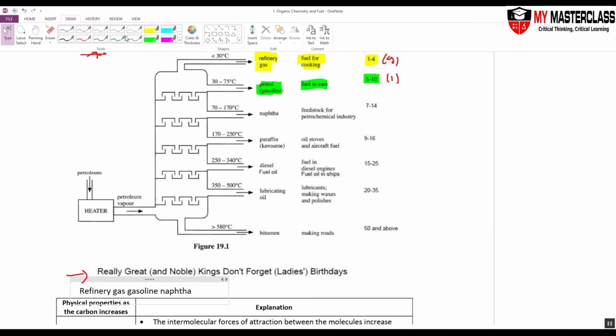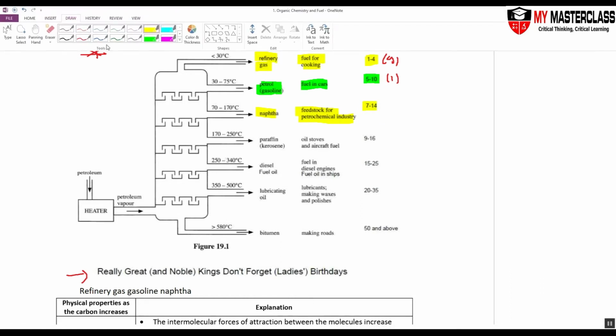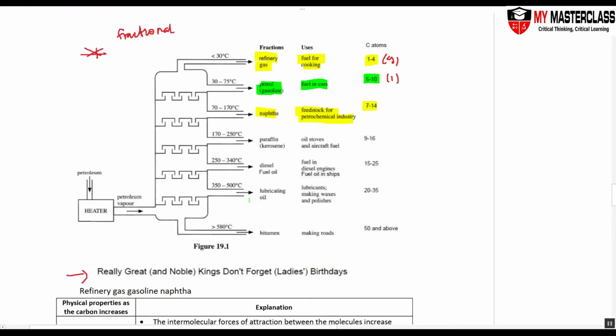Naphtha, what is it actually? This is used as feedstock in the petrochemical industry. Feedstock means it is mostly the starting material for making paints, for example, and different chemicals. It is 7 to 14 carbons, and it is a mixture. Then we have Kings. Kings is my kerosene.